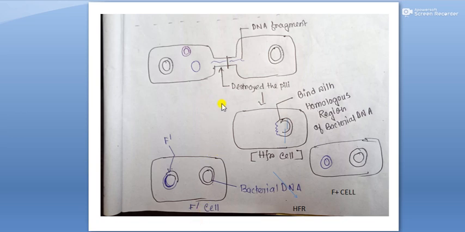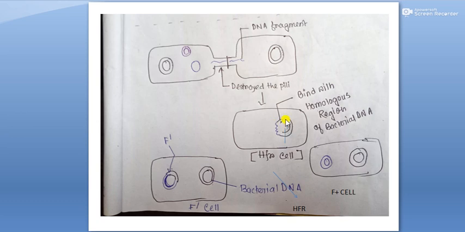Under these conditions, what happened? Genetic material from the F plus cells cannot transfer totally. Before transferring the whole material, the sex pili are destroyed. That's why only some fragments are transferred into the recipient cell. After transferring into the recipient cell, those fragments combine with the bacterial chromosome of the F minus cell.